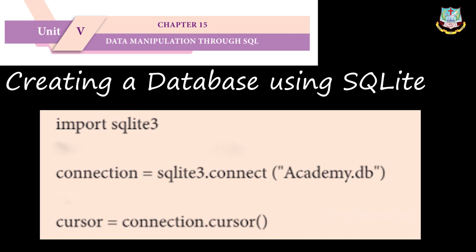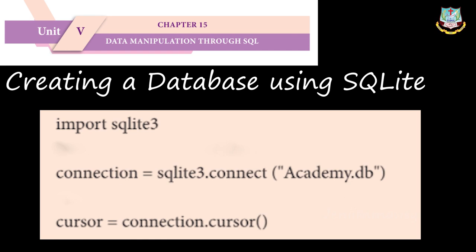About cursor also we have seen, cursor is the object, right? So here in this example we have seen that a database academy would have been created. If it is already present, that particular database would have been opened. Okay, and it is the same as the SQL command.